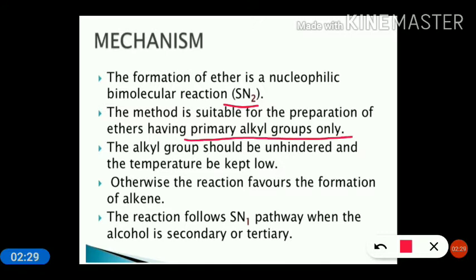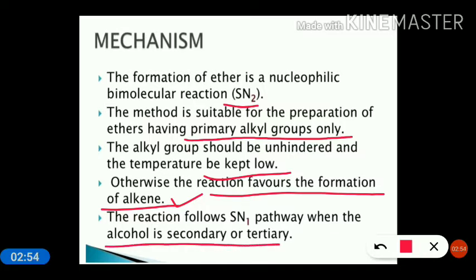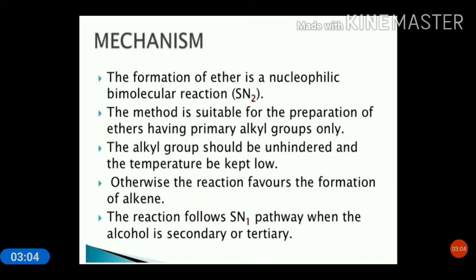They will give the best reaction. The alkyl group should be unhindered and the temperature should be low. Otherwise, the reaction favors the formation of alkene, as I told you in the previous slide. Alkenes are also the product if the reaction condition is high temperature. And the reaction follows the SN1 pathway if the alcohol is secondary or tertiary. So the alcohol should be primary only for the preparation of ethers. This is the mandatory condition.